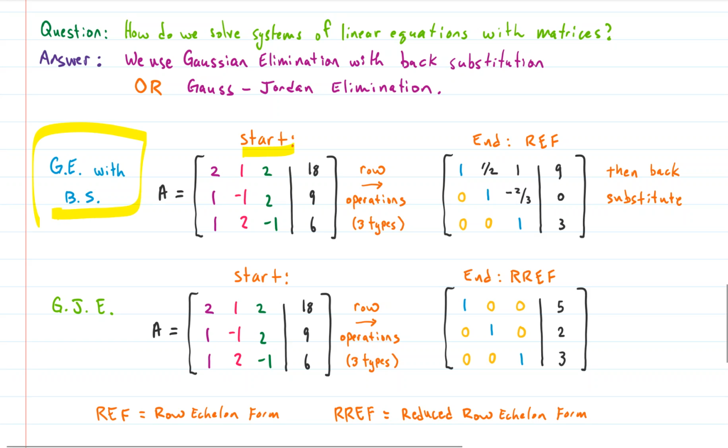We start with our augmented matrix, and then we use something called a row operation. There are three different row operations. They're mathematical operations that you can do that don't change the answer of the system. So it's kind of like algebraically manipulating them, but we're not changing the answer. So we use row operations to change the matrix into a different form, REF, which stands for row echelon form.